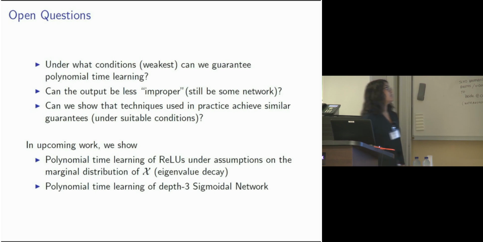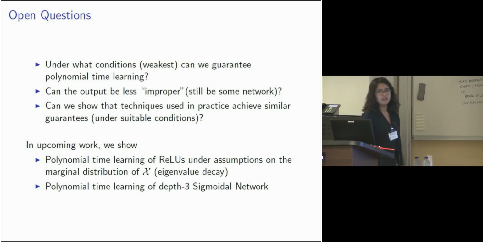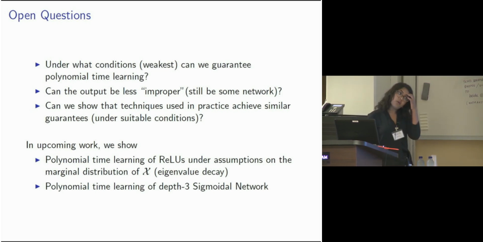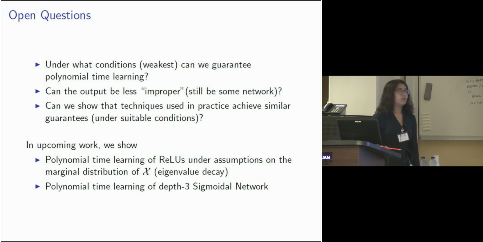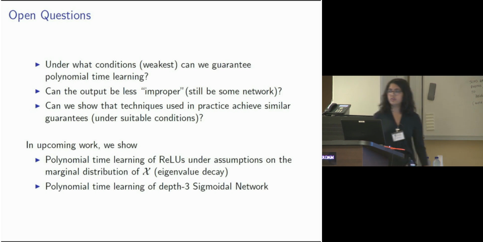So I would like to conclude with some open questions that this leaves us. We still have an exponential dependence on the error parameter for the case of ReLU. So an interesting question is, under what conditions, the weakest possible, can we actually guarantee polynomial time learnability? Also, our output is improper. So it's not exactly outputting a neural network. So is there a way to make this output less improper and still output some sort of a neural network, maybe with additional layers? And can we actually show that techniques that are used in practice nowadays achieve similar guarantees under certain assumptions on the distribution or the input?